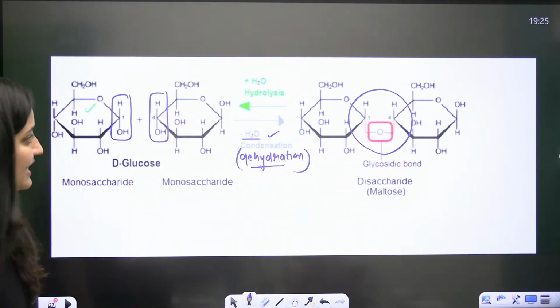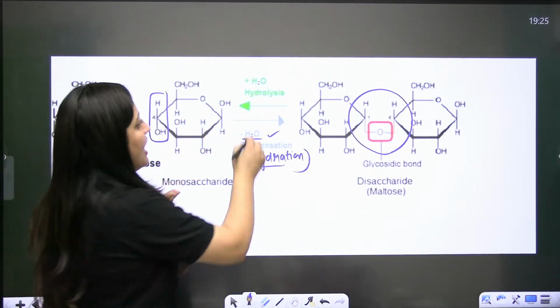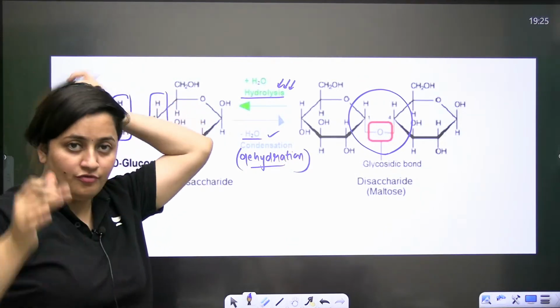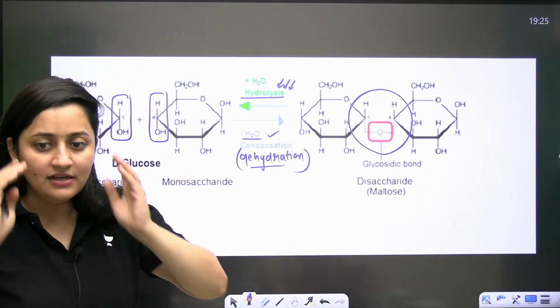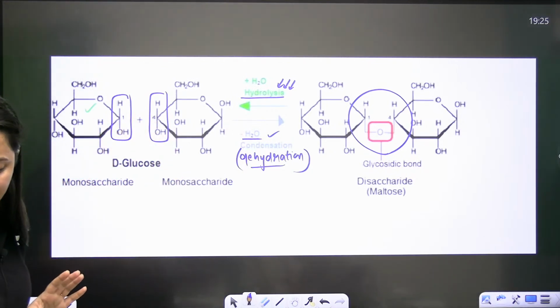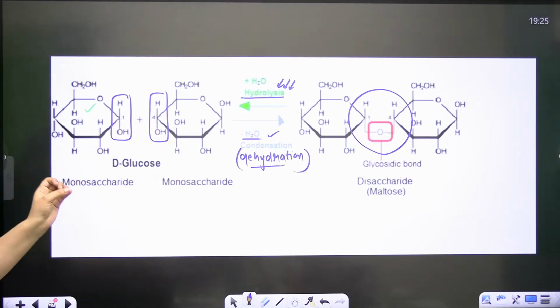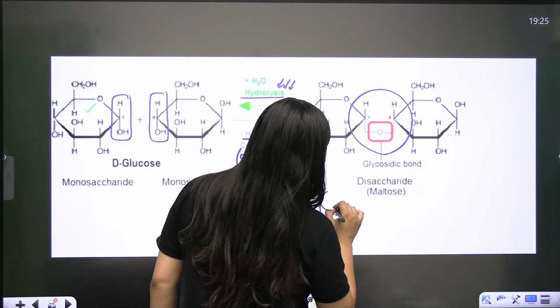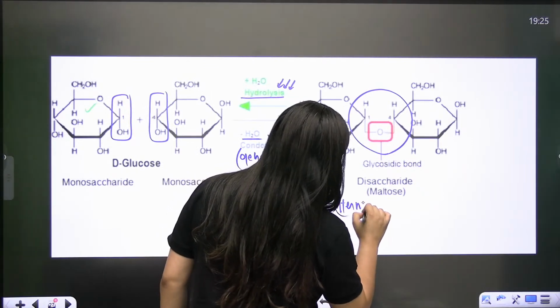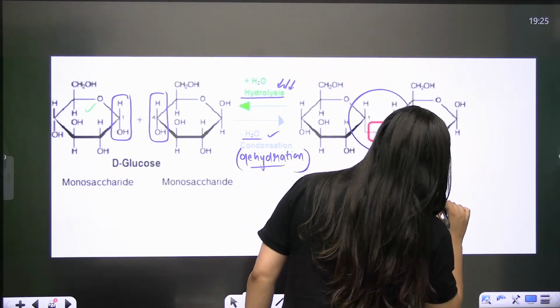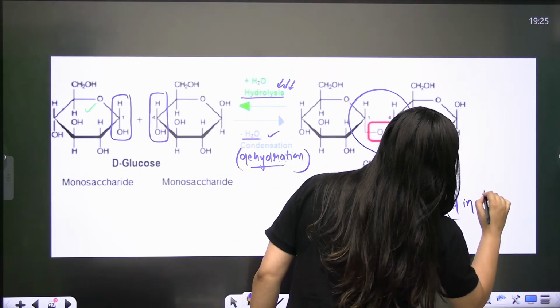Any doubt? And obviously if there will be the hydrolysis, breakdown in the presence of water, then obviously these two glucose will get separated. So this is the malt sugar. Any doubt? It is even the intermediate compound in starch digestion. Clear?